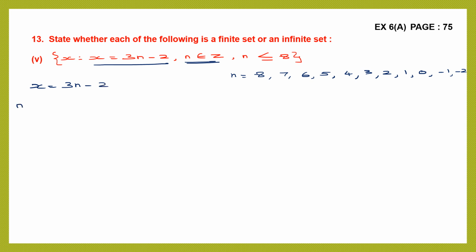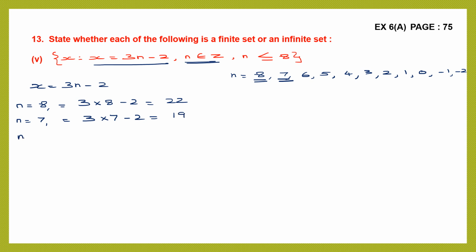Now, when n is equal to 8, if I start with 8, then 3n minus 2 means 3 into 8 minus 2. 3 8s are 24, minus 2 is 22. Now when n is equal to 7, so I've taken 8, now I've taken 7, this will be 3 into 7 minus 2. 21 minus 2, which is 19.